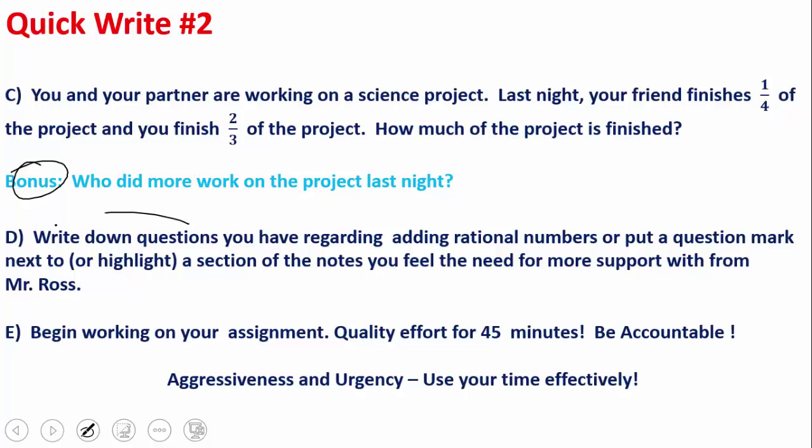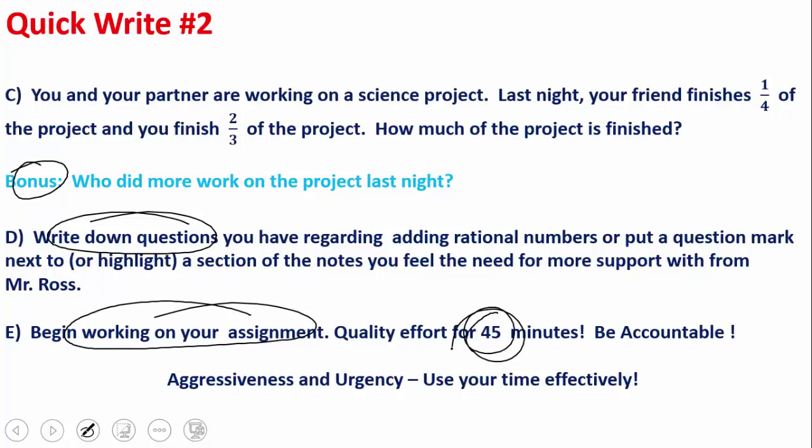Do not forget to come to class with questions regarding adding rational numbers. Begin your assignment as soon as you're done working on your quick write. Finish off your 45 minutes. Be accountable using urgency and aggressiveness. You know it. You've heard it. I say it over and over and over because it's important. We set that routine. We keep pushing forward. We strive to be the best we can be at all times so that when it's necessary, we're able to do it. All right? Use your time effectively, ladies and gentlemen.